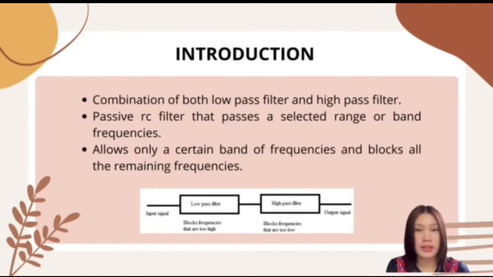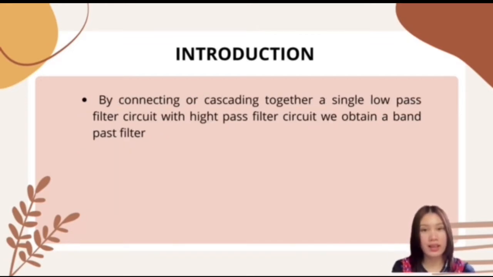The name of the filter itself indicates that it allows only a certain band of frequency and blocks all the remaining frequency. By connecting or cascading together a single low-pass filter circuit with a high-pass filter circuit, we obtain a bandpass filter. In audio applications, sometimes it is necessary to pass only a certain range of frequency. This frequency range does not start at 0 Hz or end at a very high frequency, but these frequencies are within a certain range, either wide or narrow.